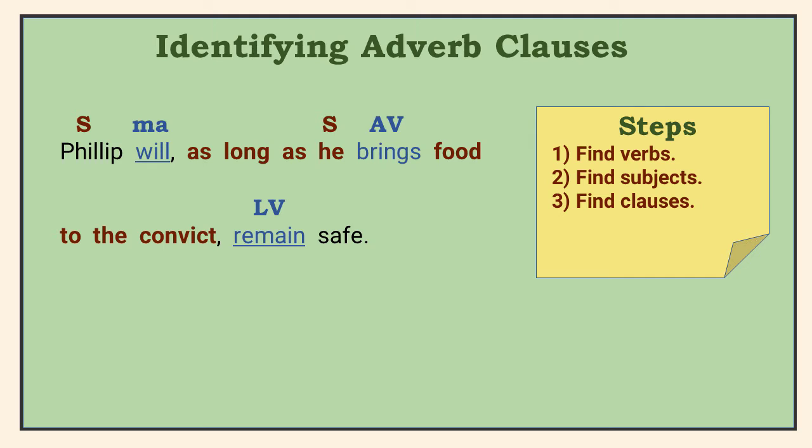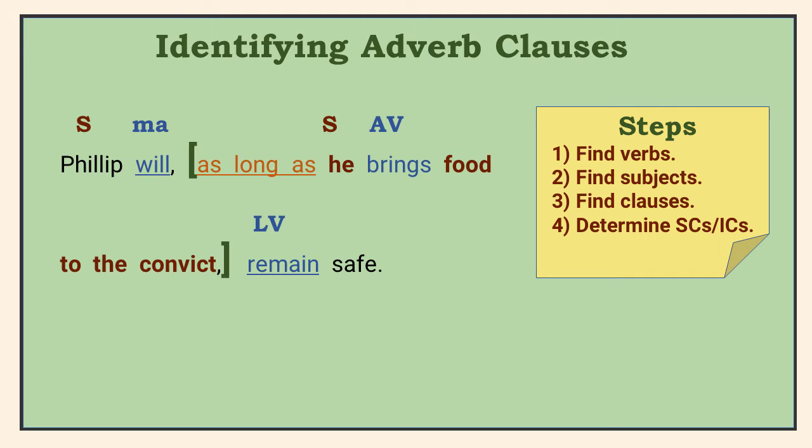Find the complete subject and complete predicate for each subject-verb combination. Philip will remain safe and as long as he brings food to the convict. Then determine whether each clause can stand alone or not. As long as is a subordinating conjunction that prevents he brings food to the convict from standing alone. It also helps explain the relationship between the two clauses by telling under what condition Philip will remain safe. We use square green brackets to indicate dependent clauses to make them easier to see in the sentences.